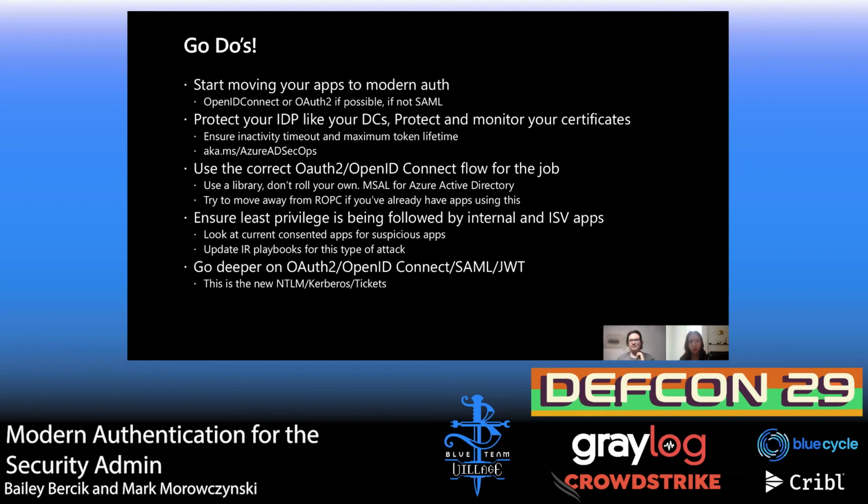The first go-do that we have for you today is to start moving your apps to modern auth. At the very beginning of the talk, we talked about the advantages of modern auth over basic auth, in that you can use MFA, you have additional monitoring and all the good stuff, and also that your users' credentials are not going to be exposed. So moving those apps to modern auth, if at all possible, use OpenID Connect or OAuth 2. If that's not possible, SAML is also a good option, especially because it's been around for so long.